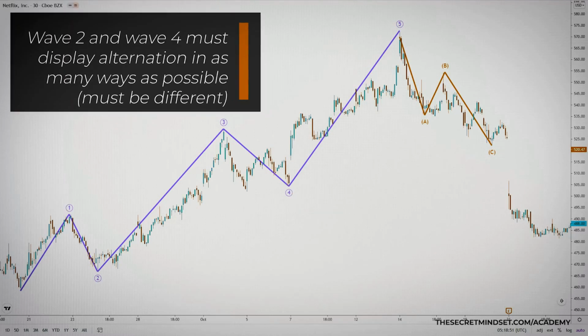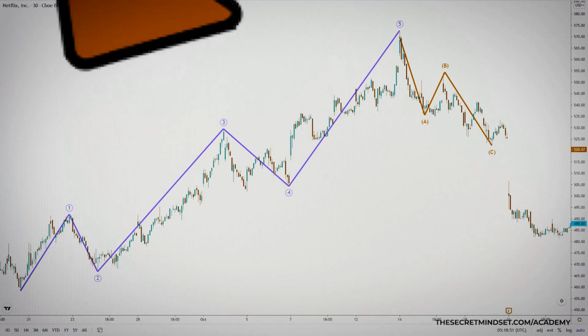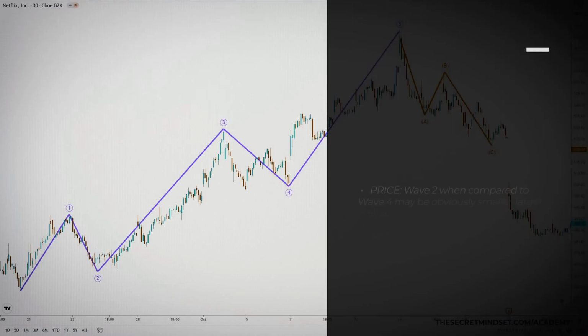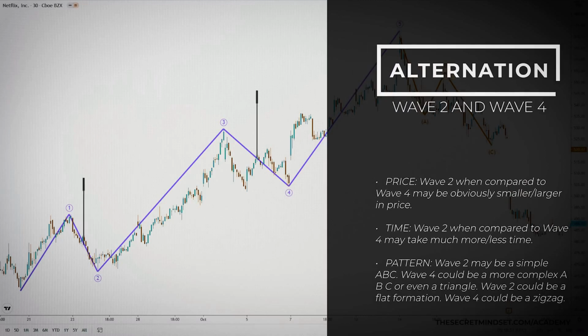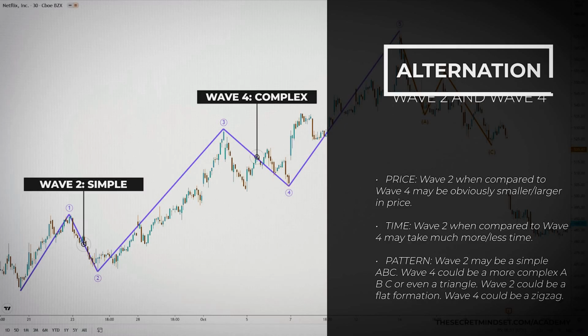Wave 2 and wave 4 must display alternation in as many ways as possible. That is, wave 2 and wave 4 must be different in as many ways as possible. Alternation occurs between wave 2 and wave 4 as either price, time, or pattern. In terms of price, wave 2 when compared to wave 4 may be obviously smaller or larger in price. In terms of time, wave 2 when compared to wave 4 may take much more or less time. And in terms of pattern, wave 2 may be a simple ABC, and wave 4 could be a more complex ABC or even a triangle. Or wave 2 could be a flat formation and wave 4 could be a zigzag, or vice versa.